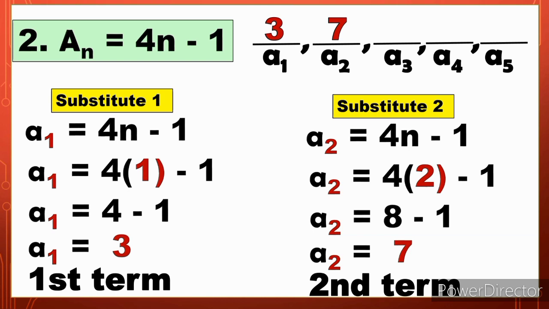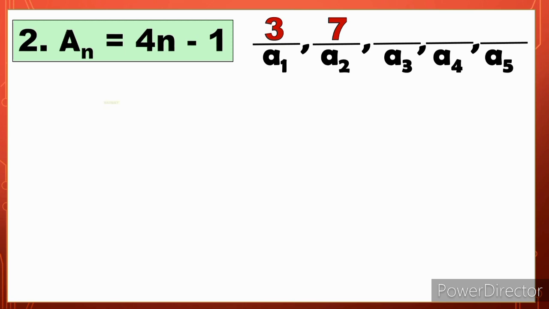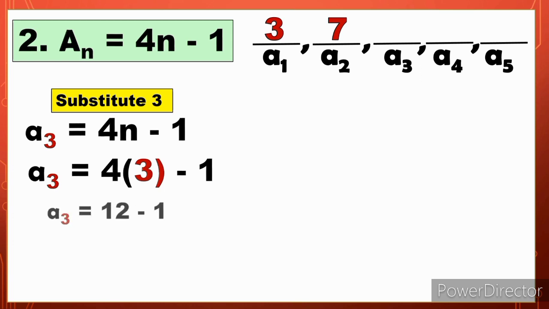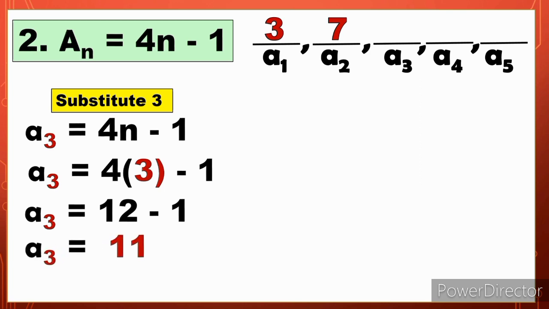And next, to find the third term, which is a sub 3, we substitute 3. So we have now a sub 3 equals 4n minus 1. Then again, papalitan yung n ng 3. So it becomes a sub 3 equals 4 times 3 minus 1. Simplify, 4 times 3 is 12. So we have now a sub 3 equals 12 minus 1. And 12 minus 1 is 11. So a sub 3 is 11. And that is our third term.